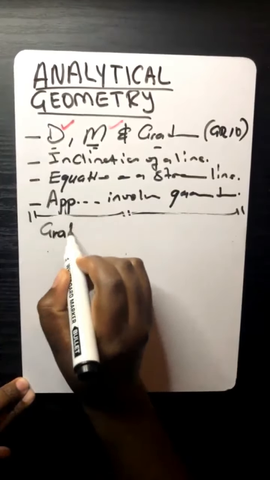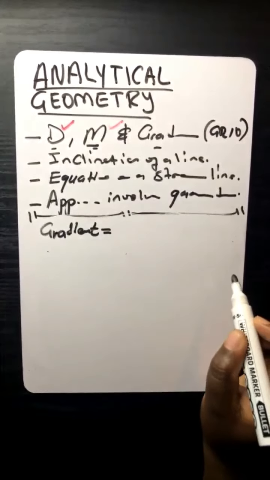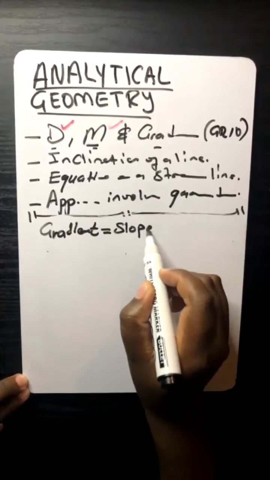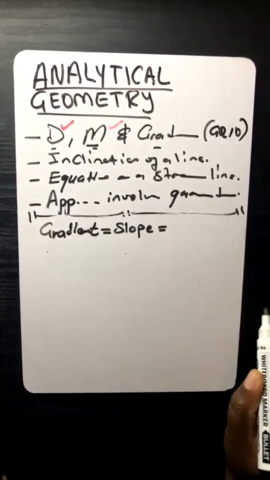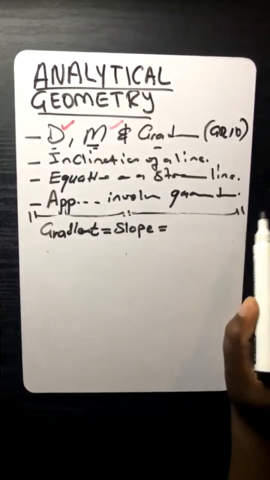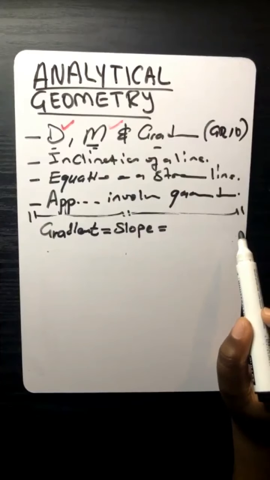Guys, the gradient, what is that? The gradient is the same thing as the slope. So what is the slope, guys? The slope, it's those of you who are staying in those beautiful mountain view places.